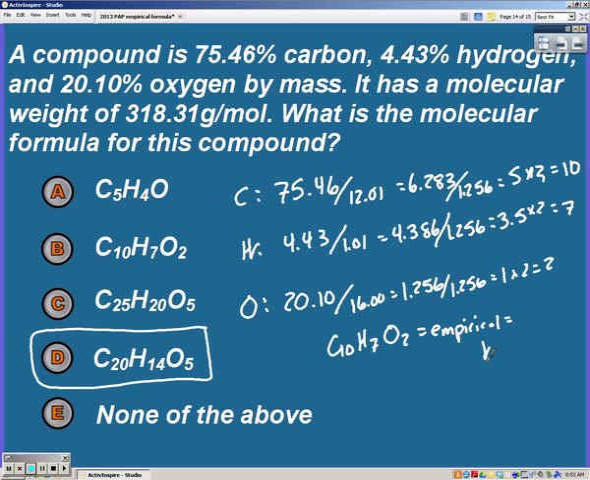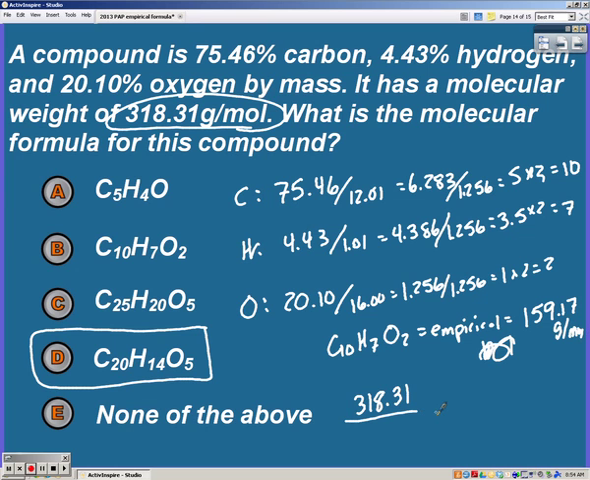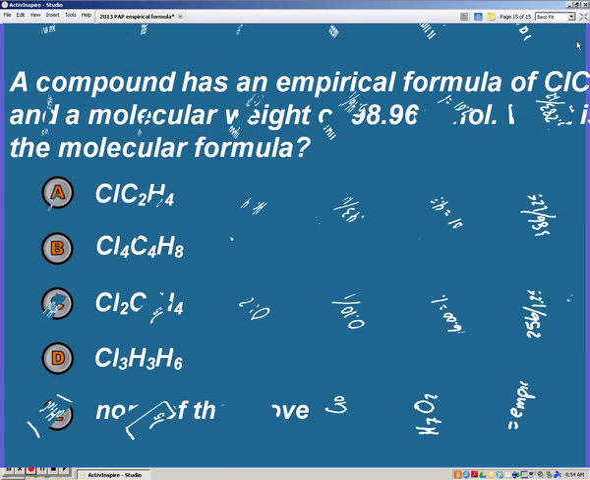Your empirical molar mass, you should have calculated as 159.17. And so the mass they gave you over 159.17 gives you 2. So you need to multiply the empirical formula by 2, giving you C20H14O4. So the answer is actually E, not D.